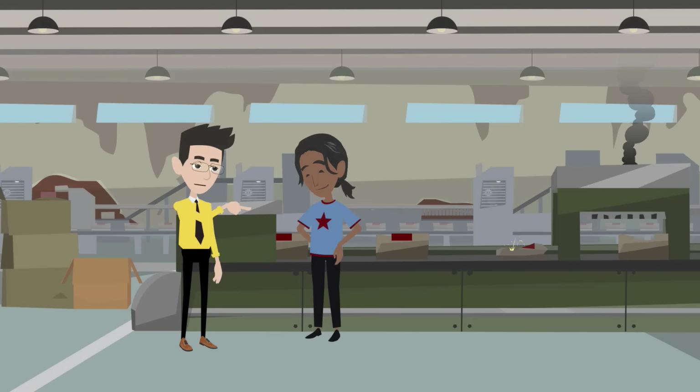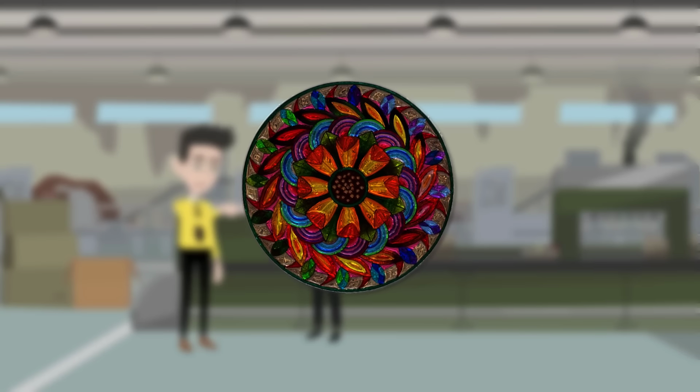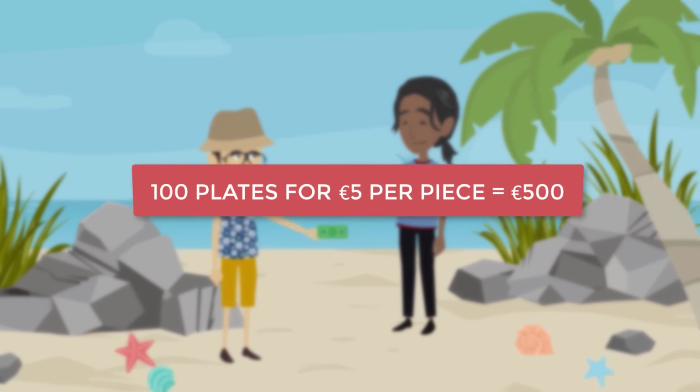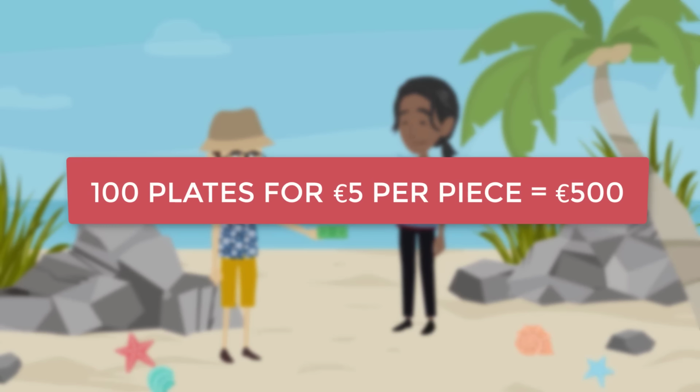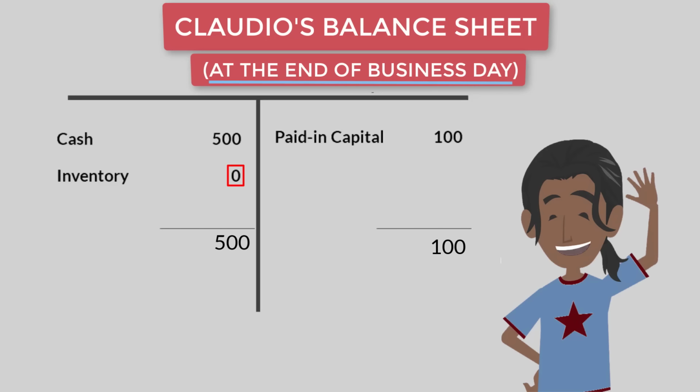Then he spent the cash in the morning to buy the colorful plates. The plates are what we call his inventory. In the process, his cash got reduced to 0, but in exchange he received another asset, inventory. He didn't get richer or poorer by that, right? The total amount of assets is still 100, and of course his equity is too. After he sold the plates for 5 euros each, he ended up with 500 euros in his pocket at the end of the day. His inventory is gone because he sold all the plates to the tourists. At the end of the day, his inventory value, therefore, is 0. He doesn't have any more plates.